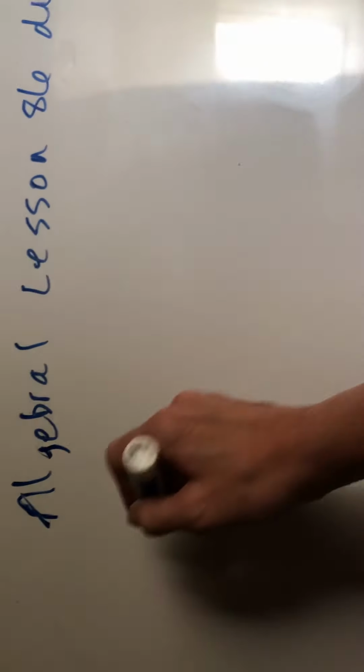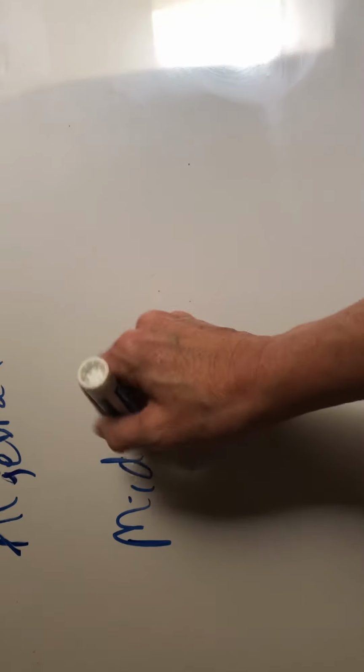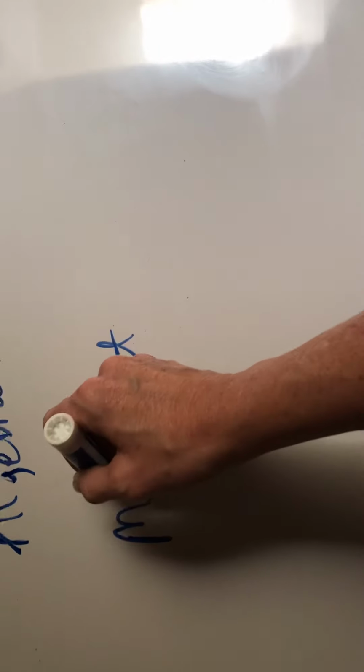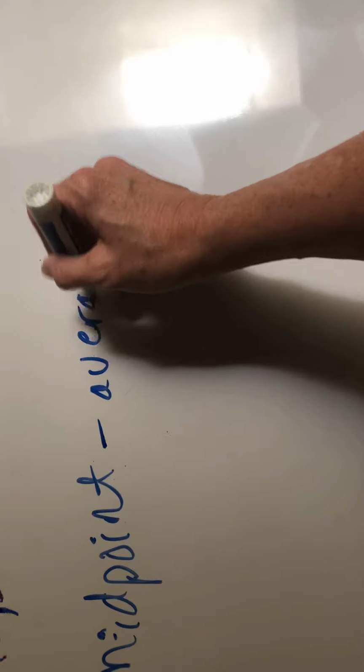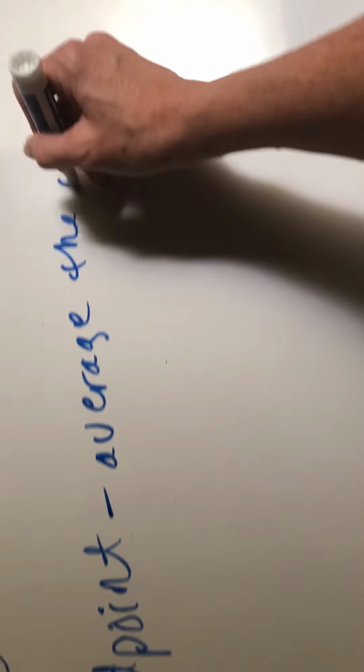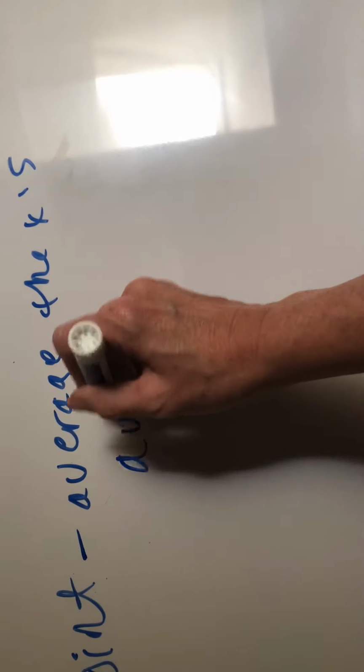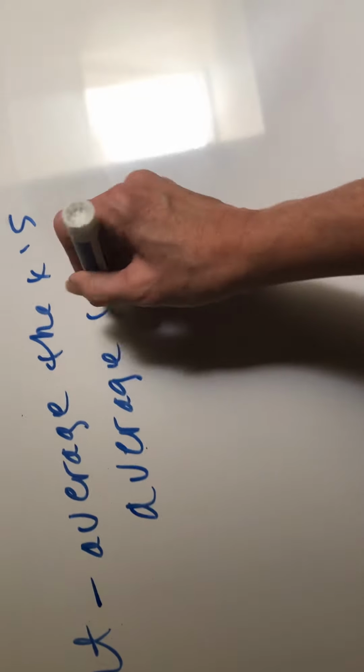Okay, this is about calculating the midpoint and length of a segment, or distance between 2 points. So we're going to talk about midpoint first. Midpoint is very, very easy. You're just going to average the x's and you're going to average the y's. That's all you're going to do.